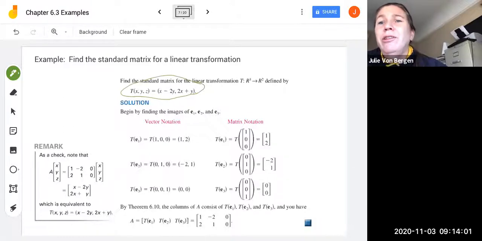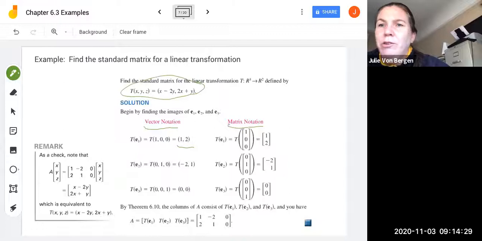So you can do this either in vector notation, as we see here on the left, or in matrix notation, as we see here on the right. In vector notation, T of e1 is going to be T acting on (1, 0, 0). And if we plug in our values, we get out (1, 2). If we do this with matrix notation, we're going to do T acting on the column vector (1, 0, 0), and we get out (1, 2).